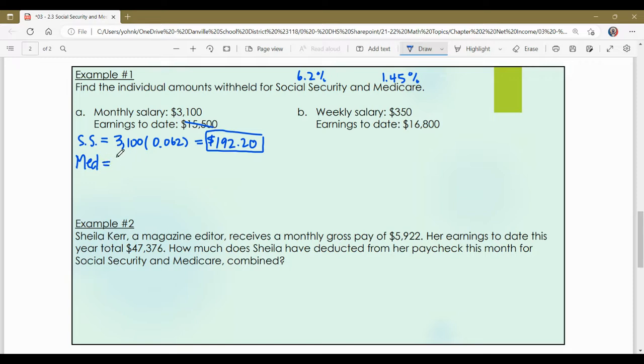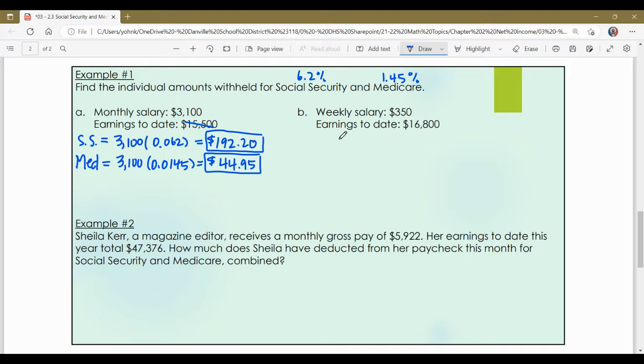Medicare also takes the monthly salary, $3,100, but instead multiplies it by 1.45%, which as a decimal would be 0.0145. If I multiply this out, this gives $44.95. So person A is going to have $44.95 taken out of their monthly paycheck and thrown into the Medicare pot of money so that when they turn 65, they can have health insurance.